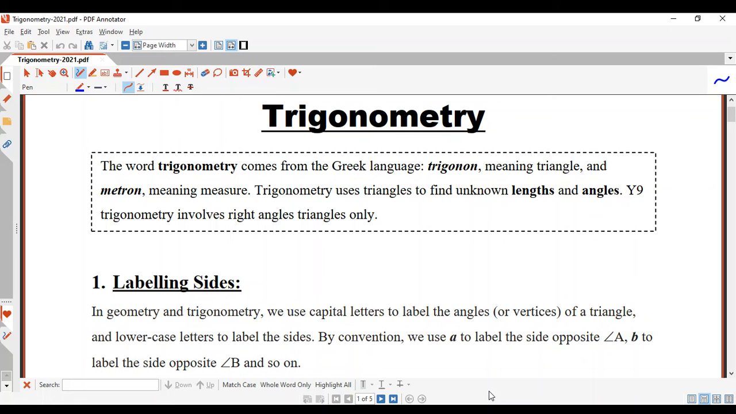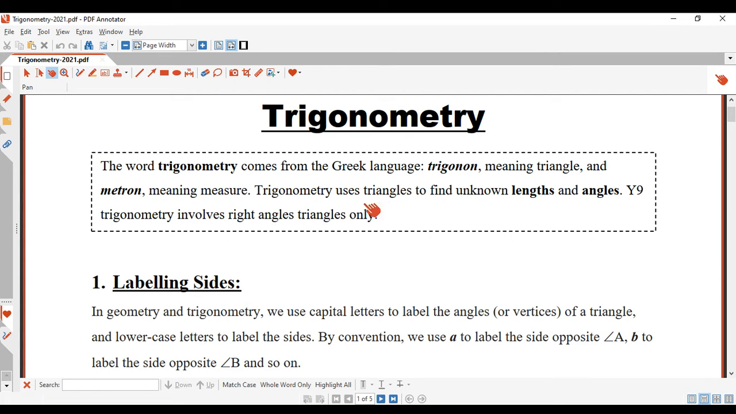Boys, we're going to look at trigonometry today, which is a new topic. Now, trigonometry is just a fancy word for triangle measurement. In that word trigonometry, trigon comes from Greek and it means triangle, and metron means measure. So simply a topic involving the measurement of triangles.